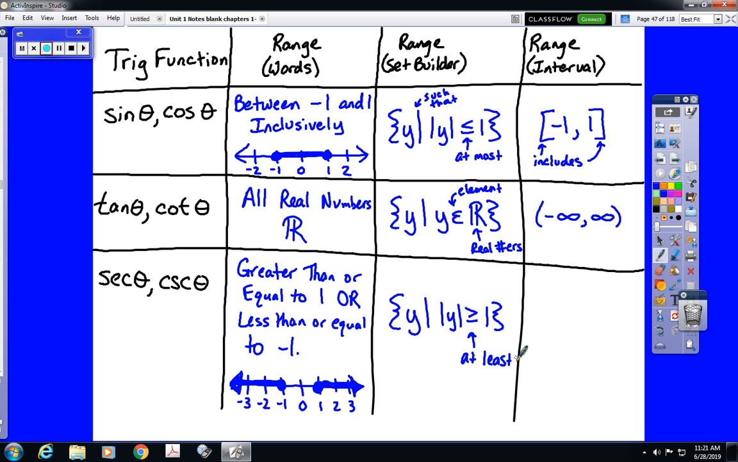And then the interval notation is actually harder to write. We have two different intervals. That's part of the reason why. We have the interval from -infinity to -1, including -1, square bracket, or, that's what this symbol means, 1 to positive infinity. Remember that with infinity, we can't include infinity because it's not a set value. So we have to use the rounded bracket.